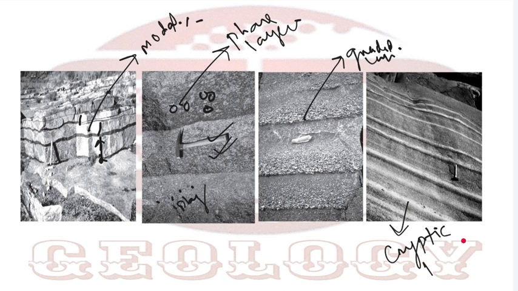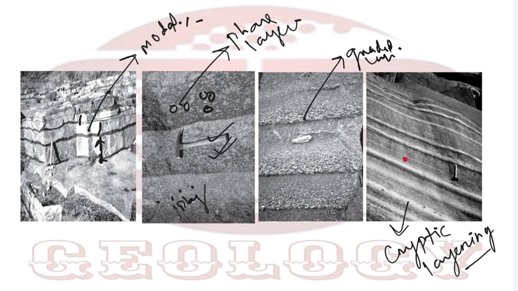Cryptic layering, but we cannot identify anything with the naked eye. We have to see it in the microscope. So this is cryptic layering. An example is there, where you cannot distinguish anything. Here you can see modal layering, phase layering, graded layering, and cryptic layering.